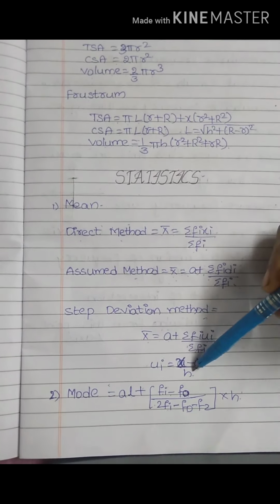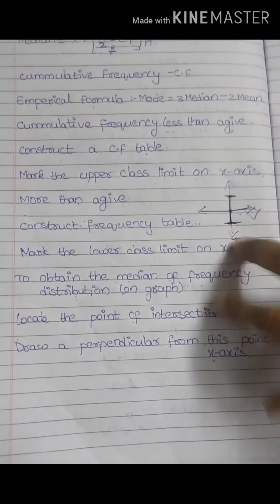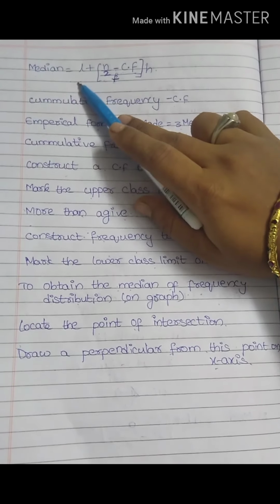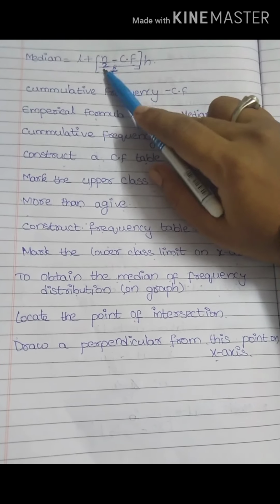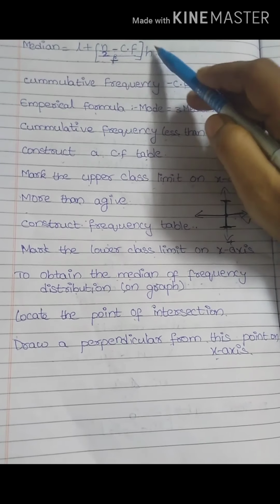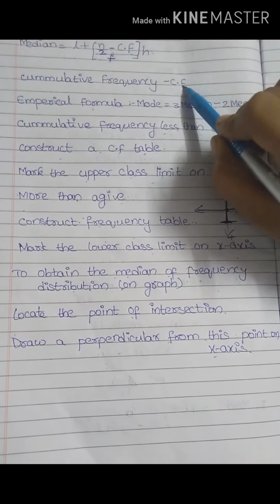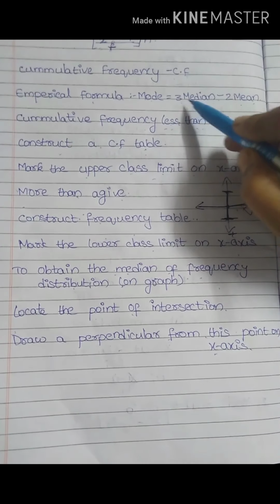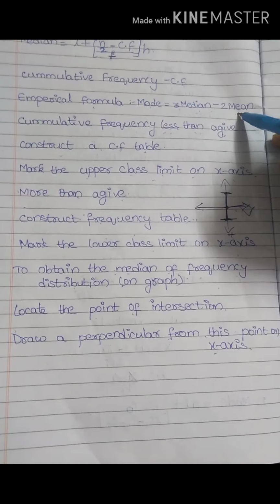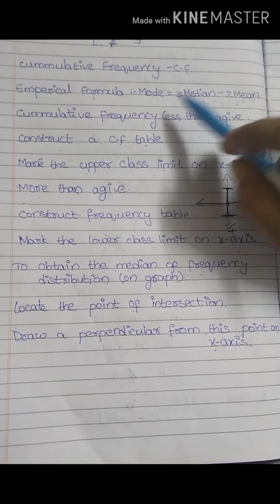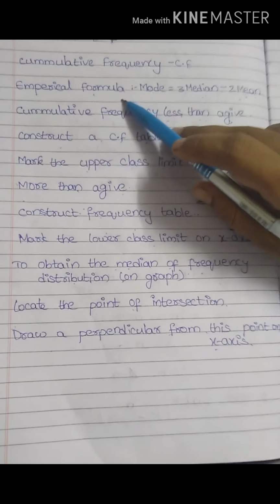Mode. Mode is equal to l plus f1 minus f0 by 2f1 minus f0 minus f2 into h. Median. Median is equal to l plus n by 2 minus cf by small f into h, where cf is the cumulative frequency. Empirical formula relating mean, mode, median: mode is equal to 3 median minus 2 mean.